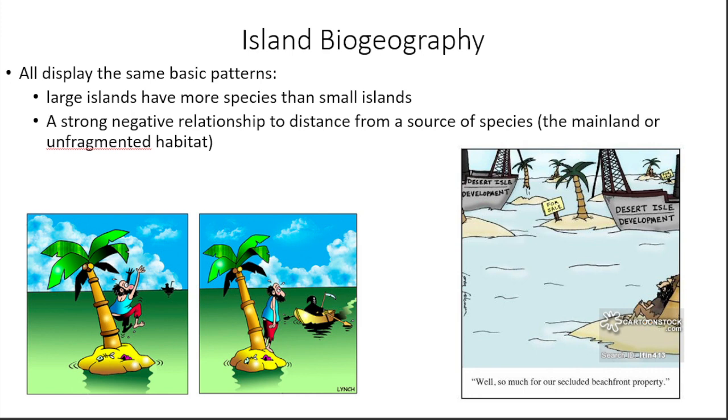So a large island will have more species than a small island, and there is a strong negative relationship to distance from a source of species. So the further you are from the mainland, the less likely you are to get more dispersal.